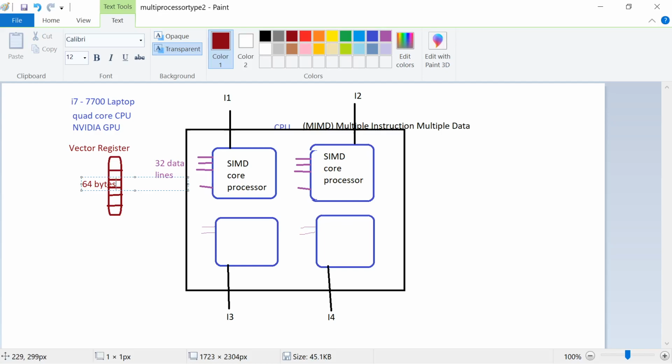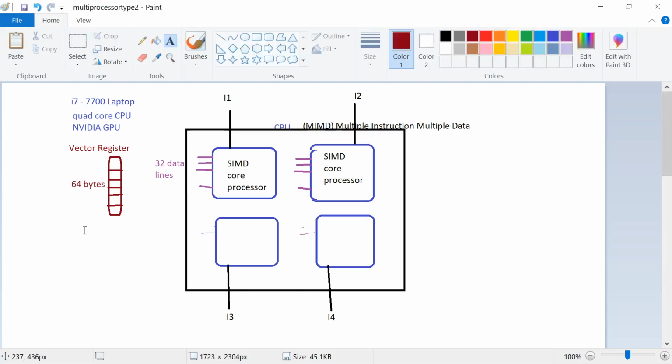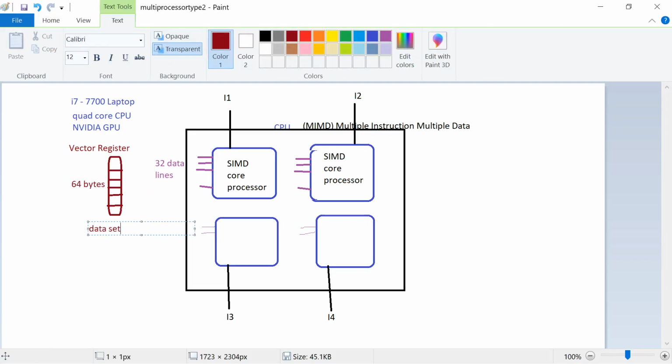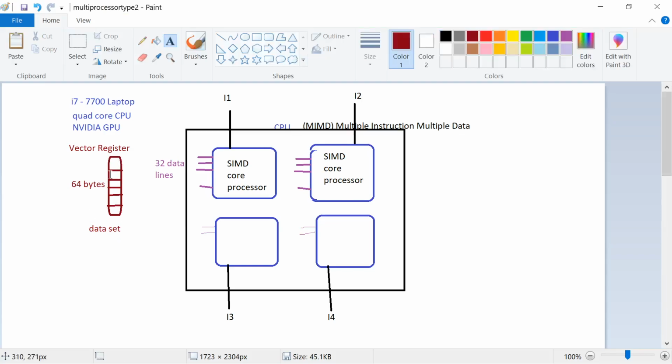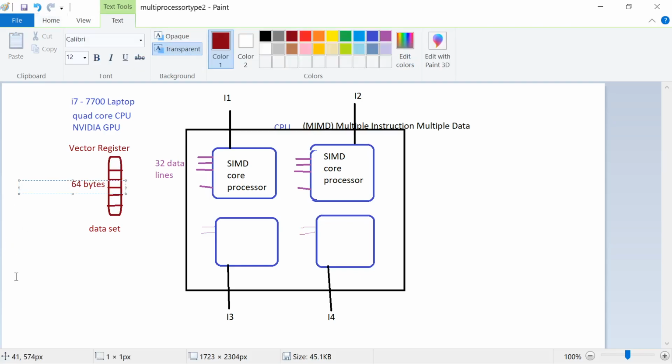So these kinds of registers are very useful to process what? Data sets. A scalar register will store only one data point, but a vector register can store multiple data points. And this can be your array, right? A of 32 is equal to all kinds of numbers, 1, 2, 3, 4, goes on, whatever, up to 32.